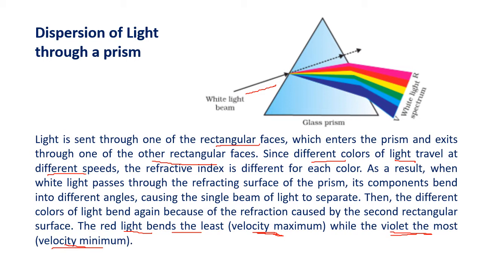So all the 7 different colors have different speeds. So they bend differently, or we can say the refractive index is different. Because the speeds are different, when white light passes through the surface of a prism, its components bend by different angles, and this causes a single beam of light to separate. This is called the dispersion of light, or splitting of light into the spectrum.